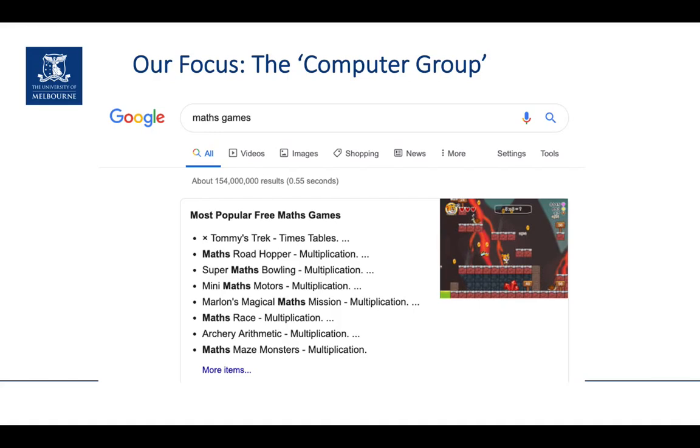When we think about the sorts of activities that students undertake in these maths groups, often they tend to be Java-driven maths games. So I just decided to Google maths games, and I'm going to give you an insight into the first couple of maths games that came up in my search.